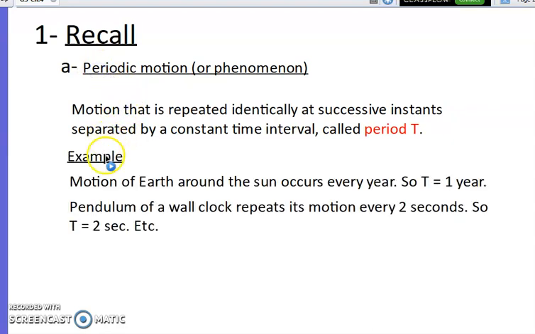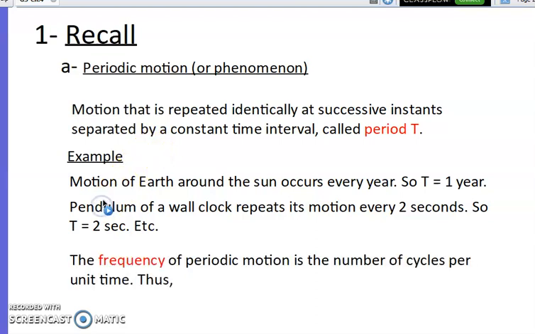Now let's take this example. The motion of Earth around the Sun occurs every year. So this is a periodic motion with period 1 year, because this is one repetition. The pendulum of a wall clock repeats its motion every 2 seconds. So this is a periodic motion with period 2 seconds.